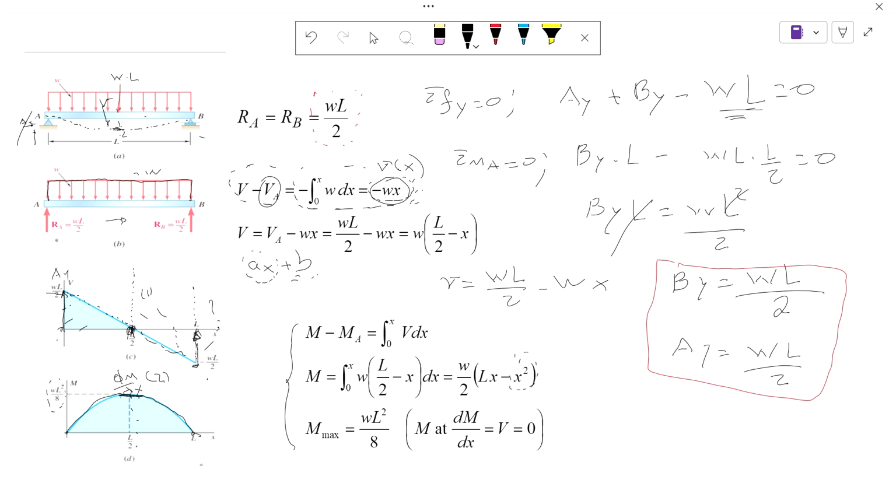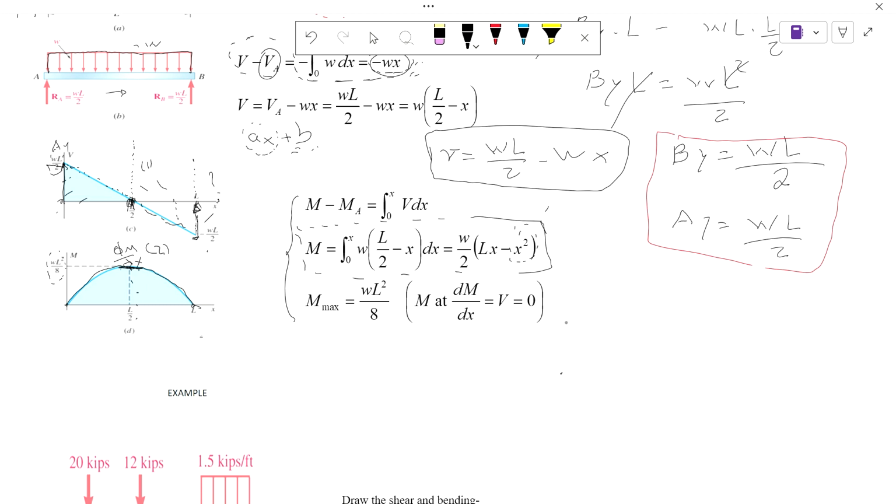But we already found the points A and B. So that's why we can find V, the shear force, as a function of x for the whole system, which is this. If you notice, this right here is the cross at B. This is the intercept, WL divided by 2. Okay, now by integrating this, we get the maximum moment. In order to find the moment, we'll have to integrate the shear force as a function of x. So let's do that right here. Moment is equal to the integral of V(x) dx from 0 to L.